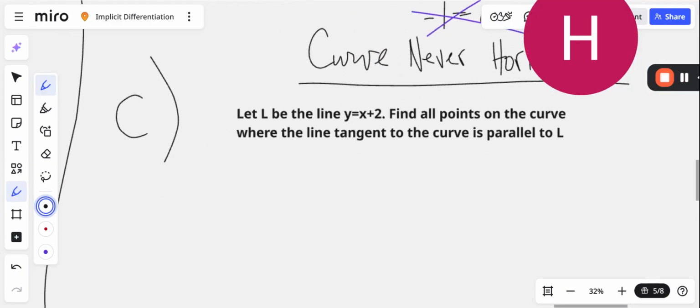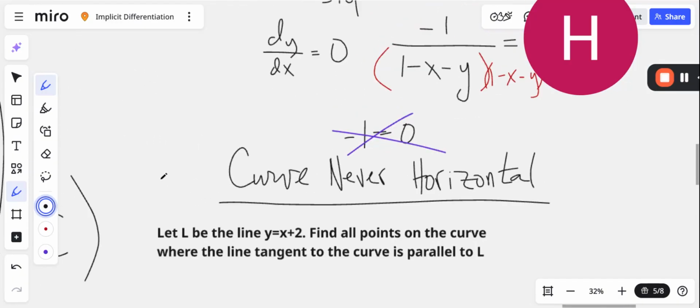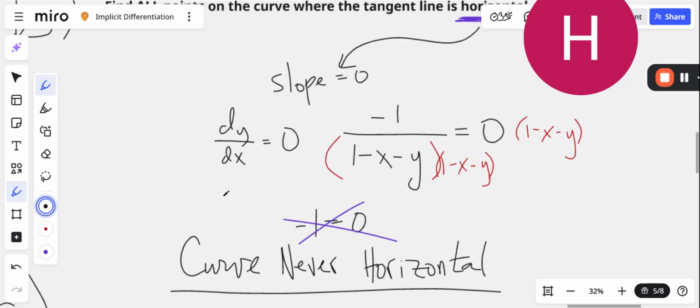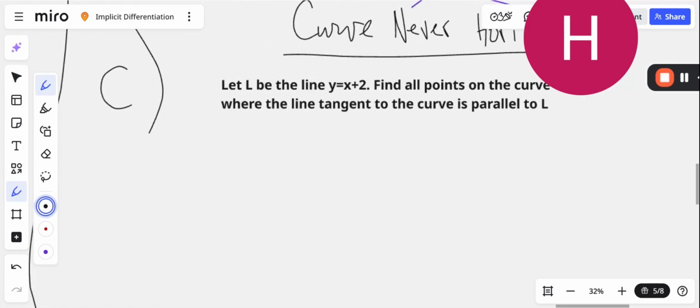Okay, so that was pretty easy, part B, right? Because it's never horizontal. You don't really have to do any work, but I do want you to understand the fundamental setup. When you see that something is horizontal, set the derivative equal to 0. It's that simple. And since we already had an expression for the derivative, it's super easy to do, right?